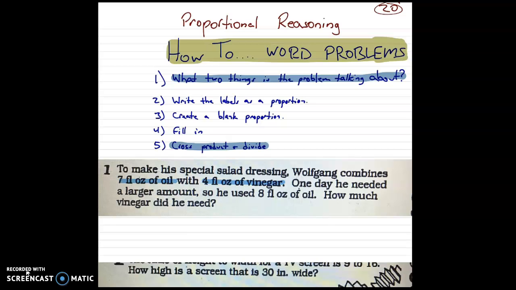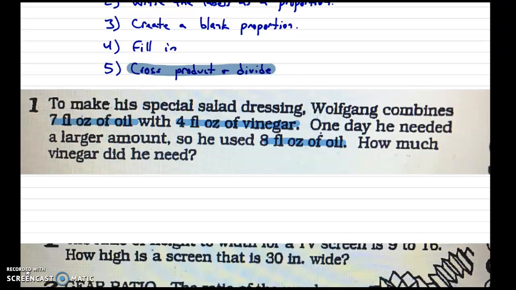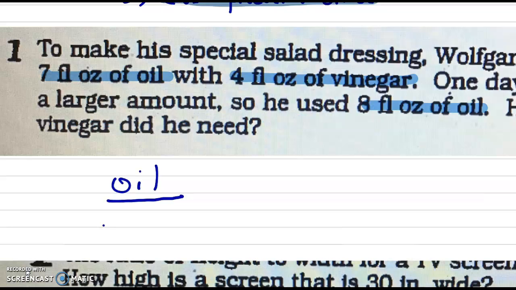Okay, and here's another one, the third oil. Like I told you in the last video, if they're going to give you 3 things, you have to find one. Alright, so that's step 1. We know that they're talking about oil and vinegar. Step 2 says write the labels as a proportion. Okay, so here's a proportion. Well, really that's just a ratio. We have oil and vinegar.